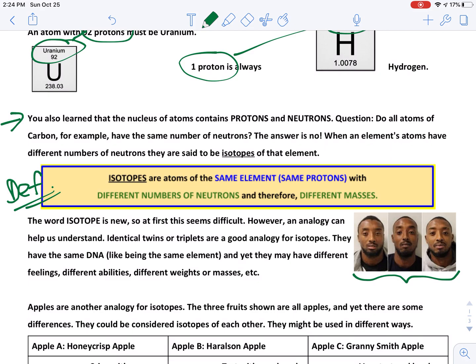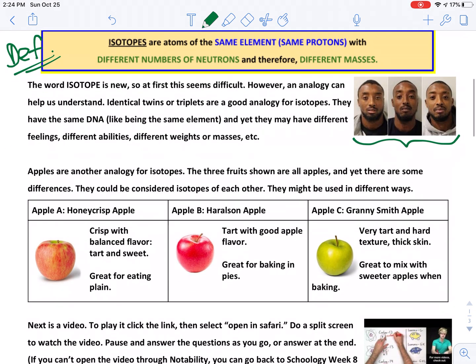The word isotope is new, so at first this seems difficult. However, an analogy can help us understand. Identical twins or triplets are a good analogy for isotopes. They have the same DNA, like being the same element, and yet they may have different feelings, different abilities, different weights or masses, etc. So here are 3 triplets that have a lot of things in common. They're the same DNA, but they also have some differences.